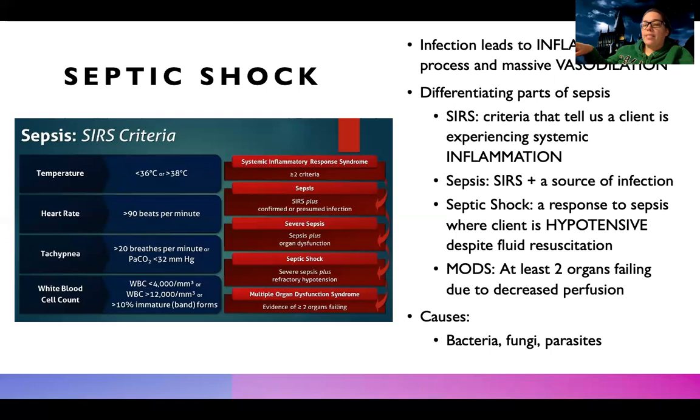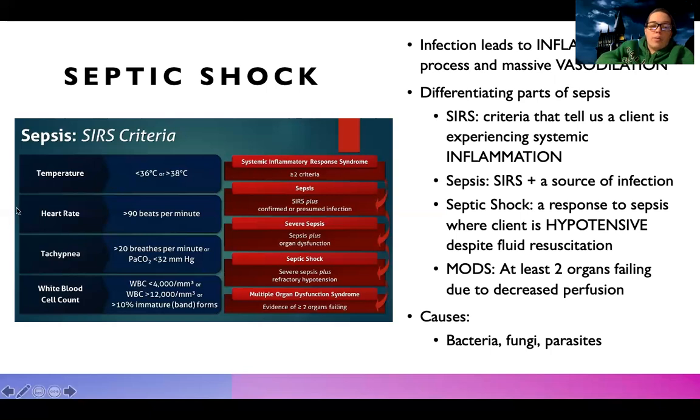And then what happens next is, as we see that progress, and I'm not saying that this happens in every patient, but what can happen is they can go into multi organ dysfunction syndrome, or MODS. And that's where at least two organs are failing due to the decreased perfusion that's going on within their body because of that shock-like state. So I'm going to be monitoring their organs for signs of failure. A lot of the organs that fail first are going to be things like the kidneys and the liver, so I'm going to be monitoring the function of those organs.